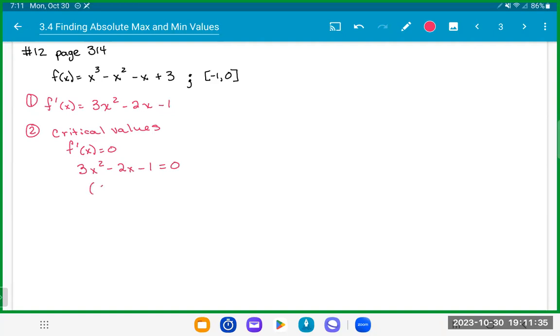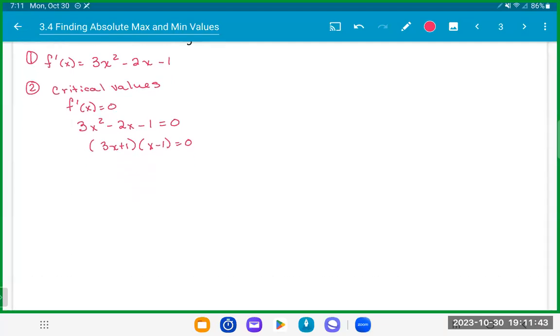If we factor this, we get 3x plus 1 and x minus 1, right? So one of those two has to equal 0. Either 3x plus 1 equals 0 or x minus 1 equals 0, in which case this is x equals negative 1/3, since we subtract 1 from both sides, then divide by 3. And this one would be x equal to 1. So we have two critical values here: x equal to negative 1/3 and x equal to 1, right?